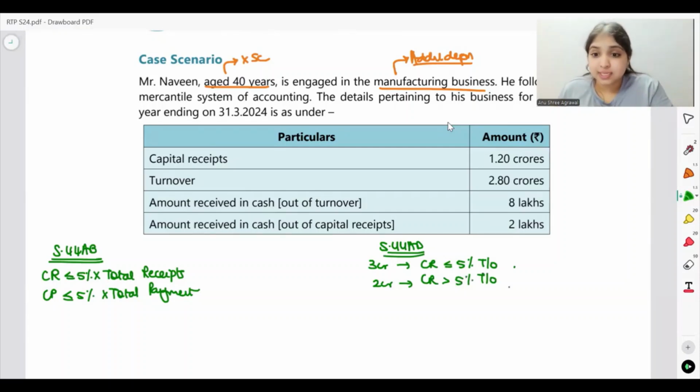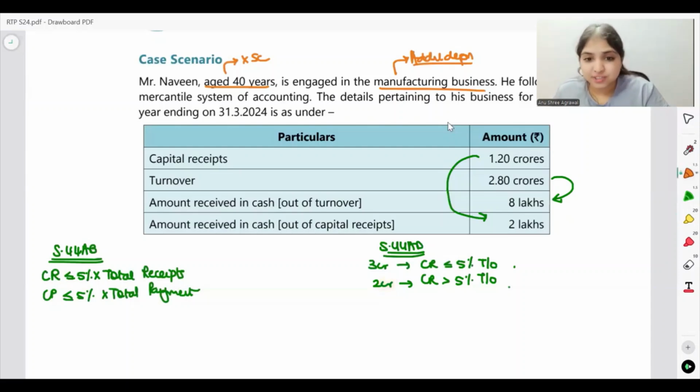Now here if you see, what are the cash receipts? See, amount received in cash out of turnover is 8 lakhs and out of capital receipts is 2 lakhs. This is the information which they've given to you. Now, if you're thinking from 44AD point of view, tell me which out of these two conditions will apply. Will 3 crore limit apply or will 2 crore limit apply?